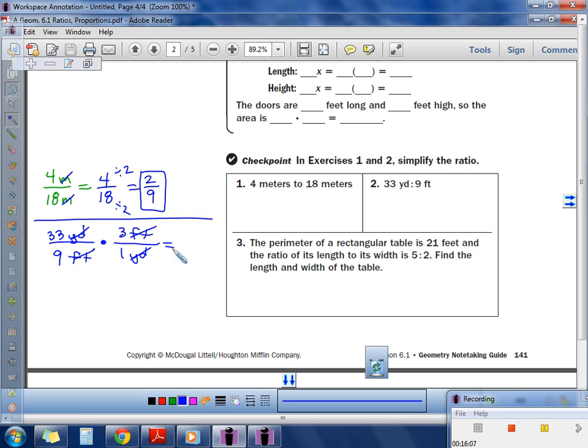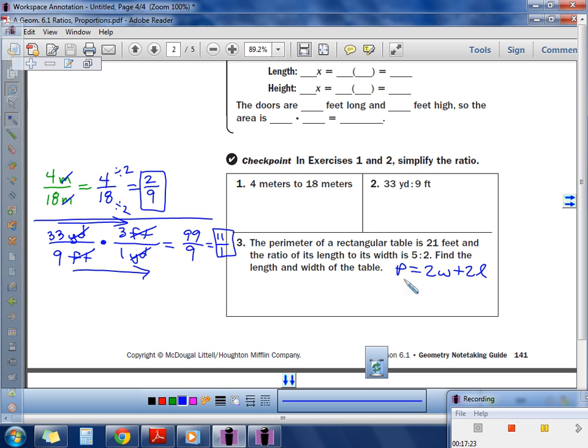Now, how do you multiply fractions? Straight across. Until you remember that, you need to keep drawing those arrows. Remember, we multiply straight across. 33 times 3 is 99. 9 times 1 is 9. 99 divided by 9 is 11 over 1. Final answer, no units on it at the end. All right, the last one is that perimeter problem. If you don't remember, the perimeter formula is P equals 2W plus 2L.